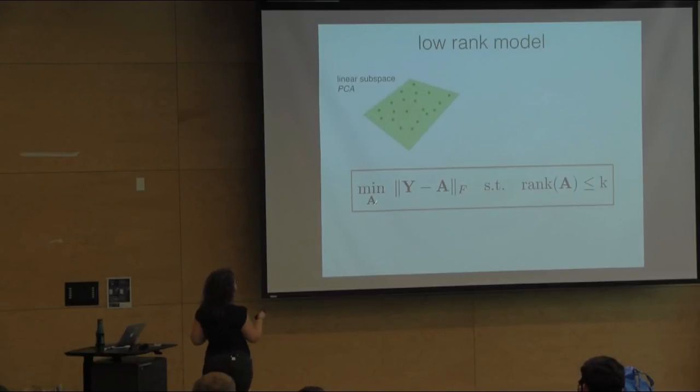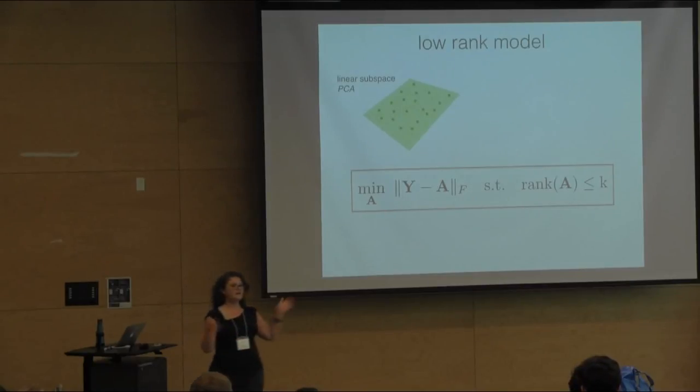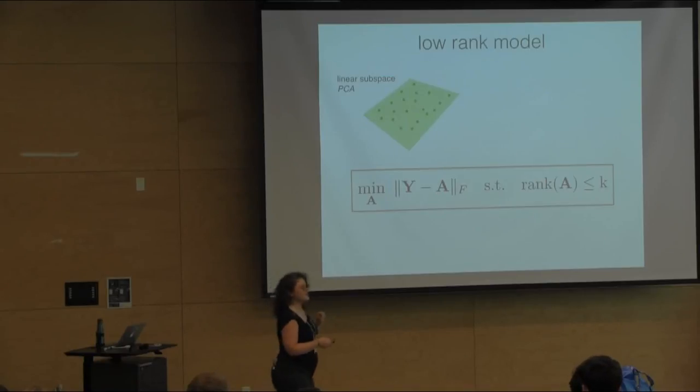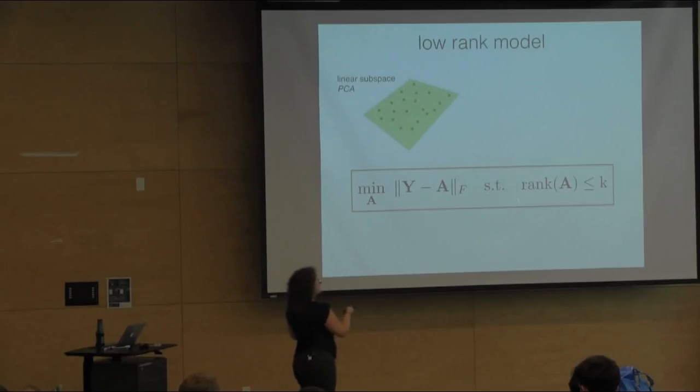We're trying to minimize and find a matrix A which matches our data Y in terms of the Frobenius norm, which is basically the L2 or sum of squares error, but at a matrix level. It's like putting an L2 norm here, but for matrices. So we're trying to find a good approximation to our data in terms of its sum of squared error, subject to the constraint that the rank of this matrix is bounded.